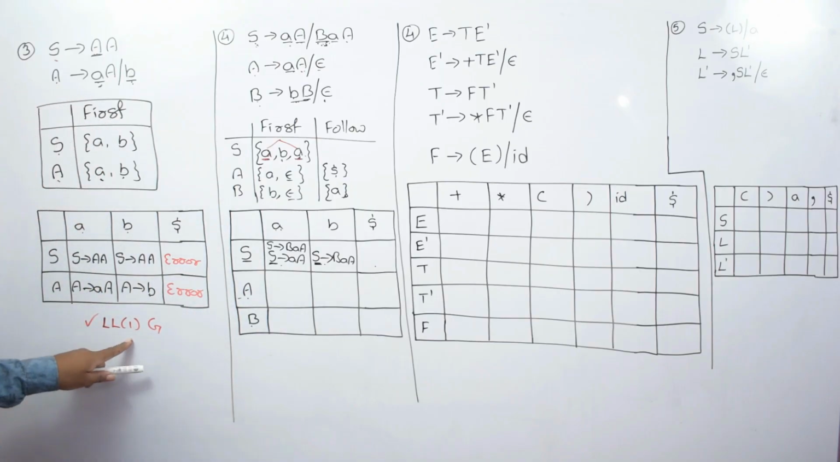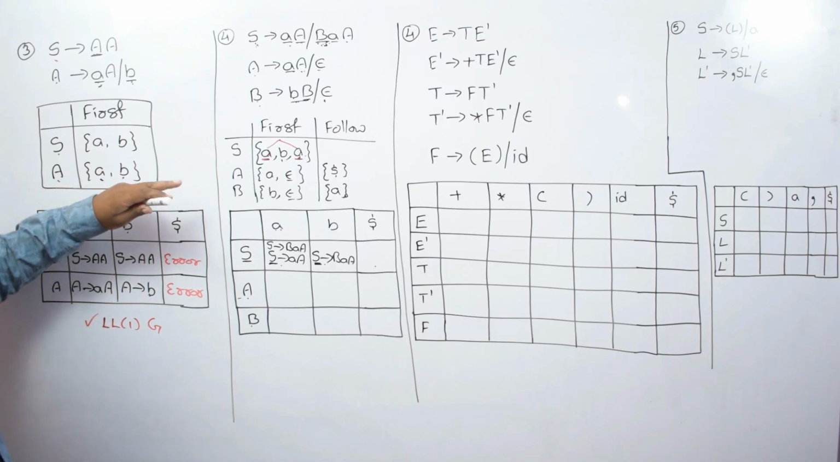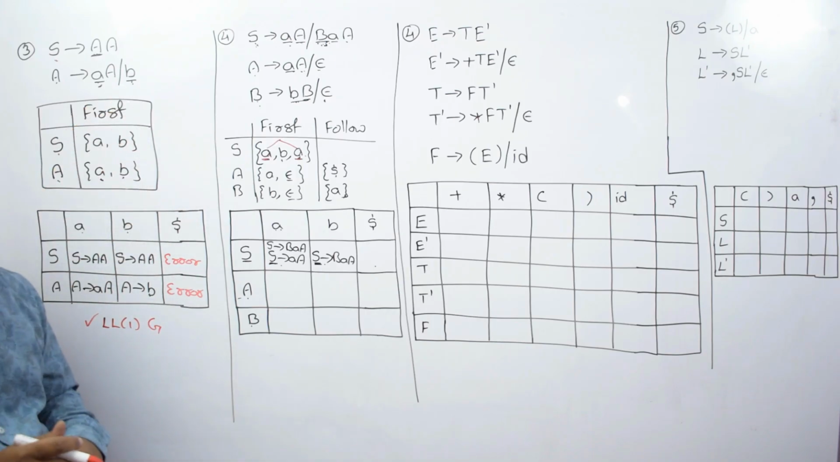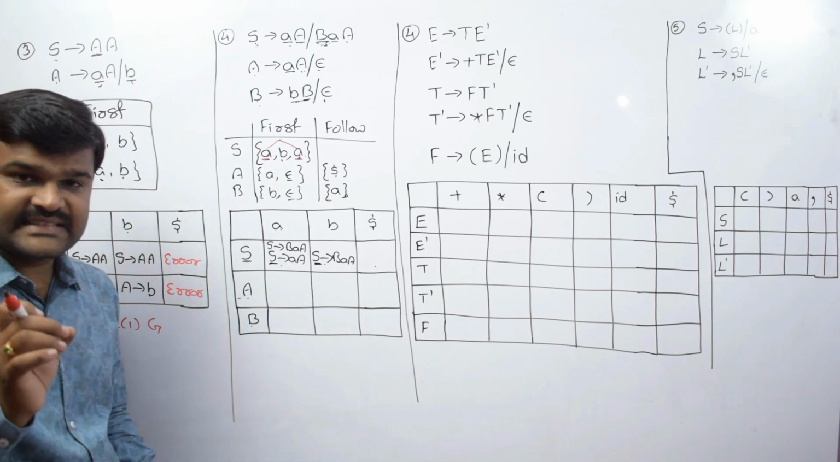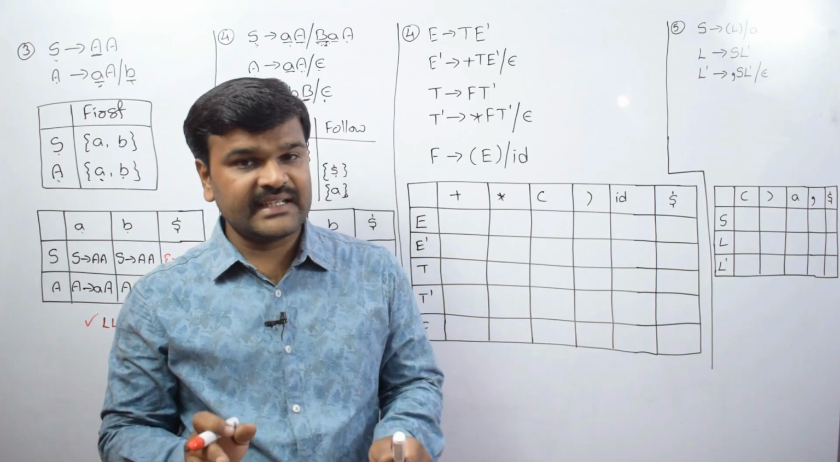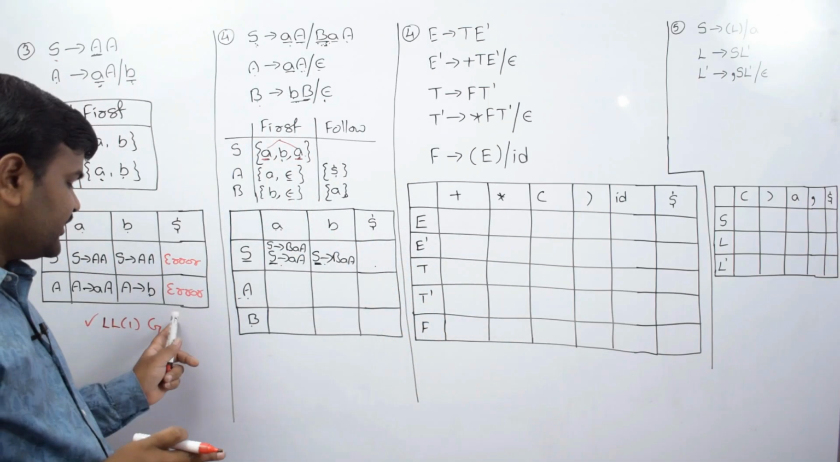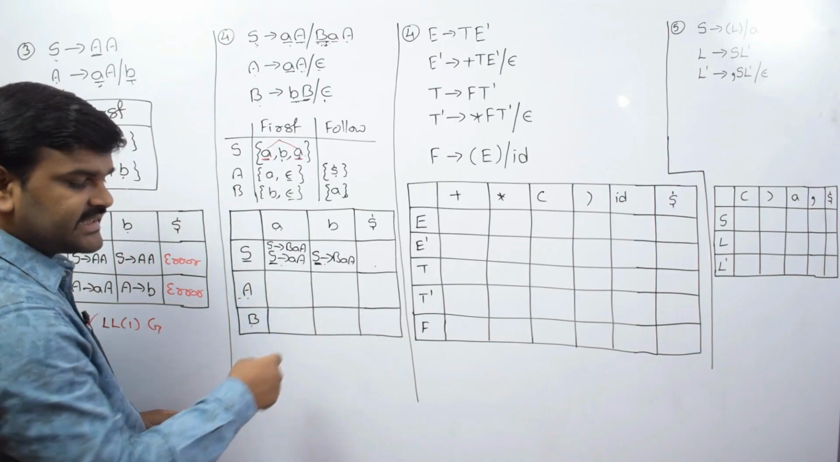But here also you can tell, if the first set of every non-terminal doesn't have any repeated terminal, then here itself you can tell this is an LL1 grammar. So you need not construct the parse table just to tell whether the given grammar is LL1 or not. If you want the LL1 parse table, then only you go further. Okay, now anyhow let us try to complete the table.